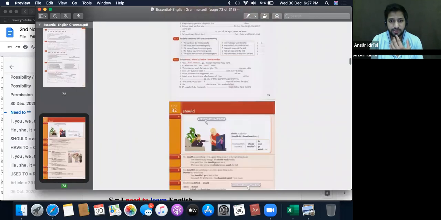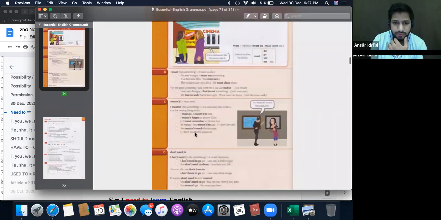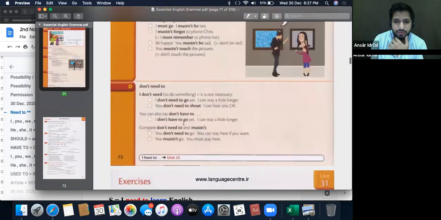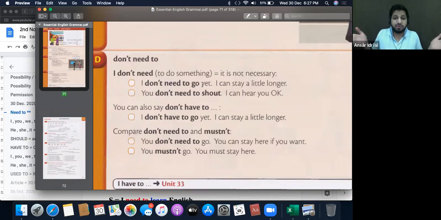Okay, need to is here. Yeah, don't need to. You don't need to. Okay, need to. See, we are using don't need to. I don't need to do something. It is what? It is not necessary. Okay, they have given only the negative one. I don't need to go. I don't need to go yet. Means what? अभी जाने की मुझे जरूरत नहीं है. I can stay here little longer.